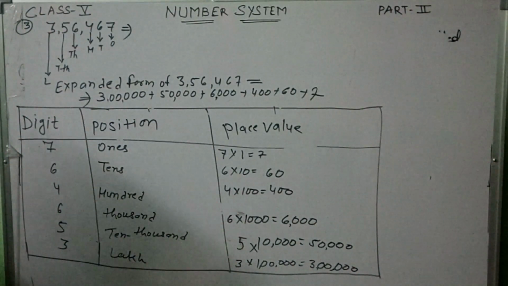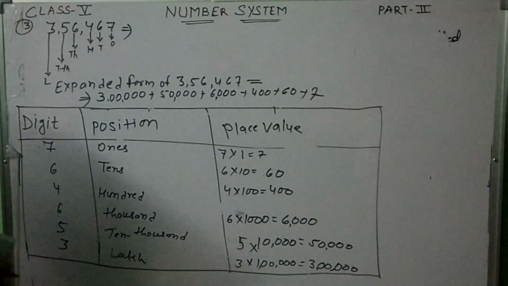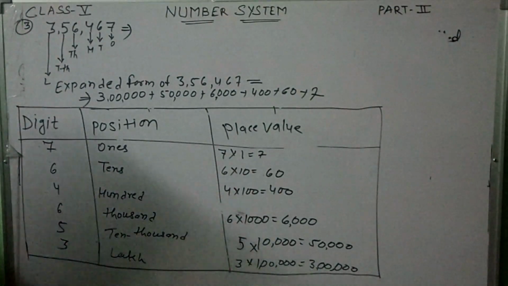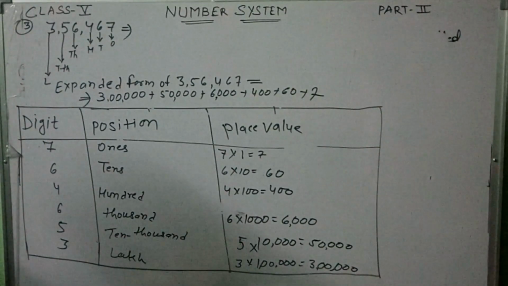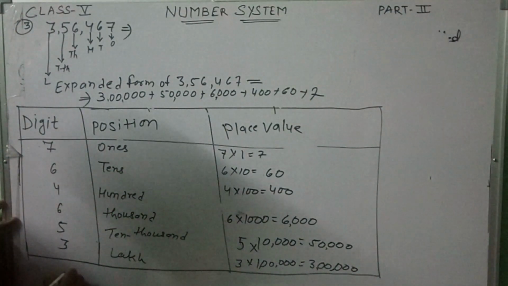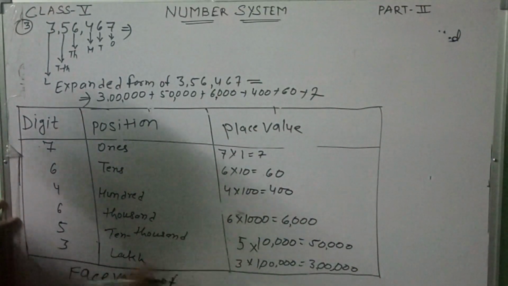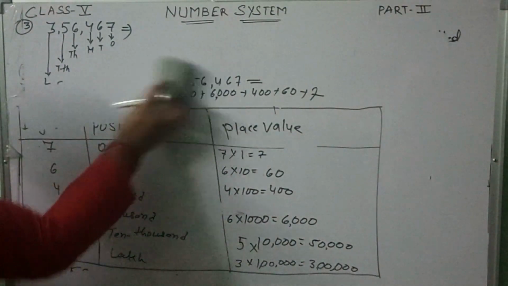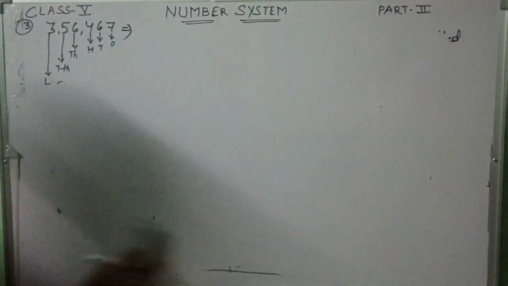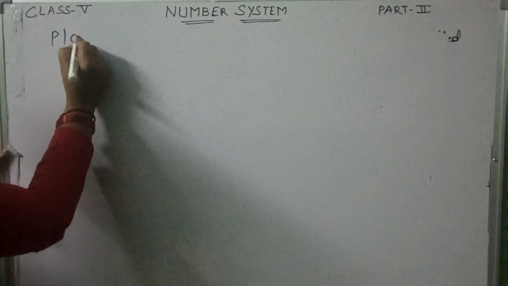3,56,467. Same way we will find the place value. Any doubt here? Same way you also try this question. Face value, once again I explain you. Face value is the number itself. So if I will ask you, what is the face value of students? Any doubt in place value or face value?